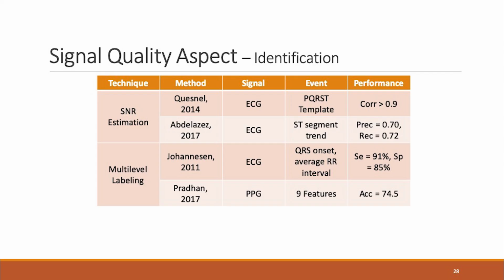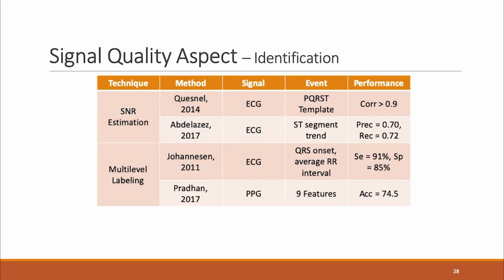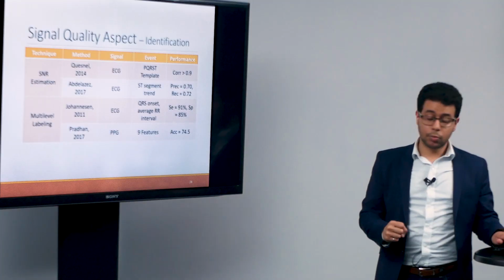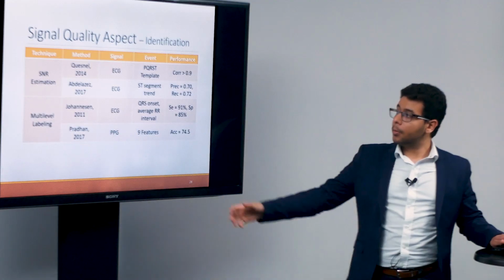So there have been a few techniques that have been developed in this area. Some of them are based on SNR estimation, so we're trying to estimate the signal to noise ratio of the signal with the contamination as part of it. Another one is multi-level labeling. Multi-level labeling is not only saying a signal is good or bad, but saying a signal is good, acceptable, okay, or bad. So we're adding more levels. It's not black and white anymore, it's gray. So we're adding more gray levels in between.